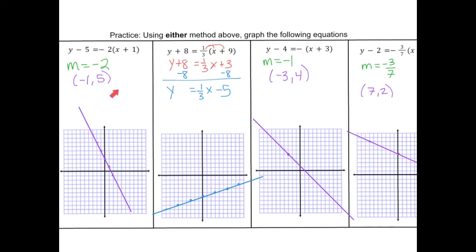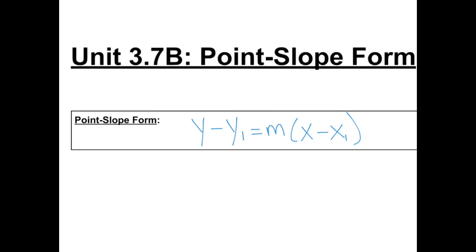It doesn't matter, again, which method you were using here, but I think we'd all have to agree that if it's in point slope form, the fastest way is just to grab the point and the slope and graph it using that method. This concludes the video for the second day on the point slope form, which is y minus y1 equals m times the quantity x minus x1.